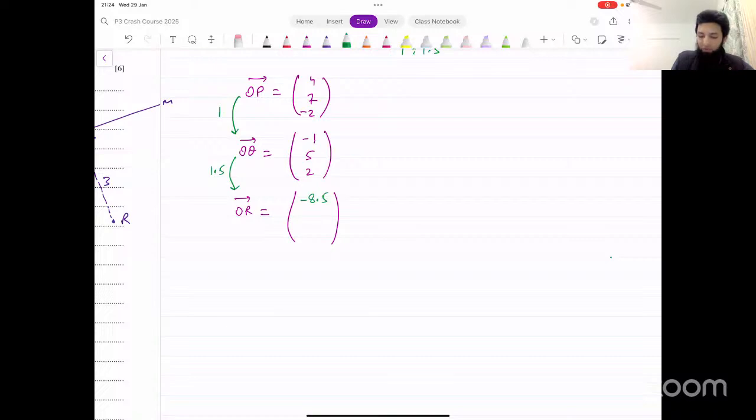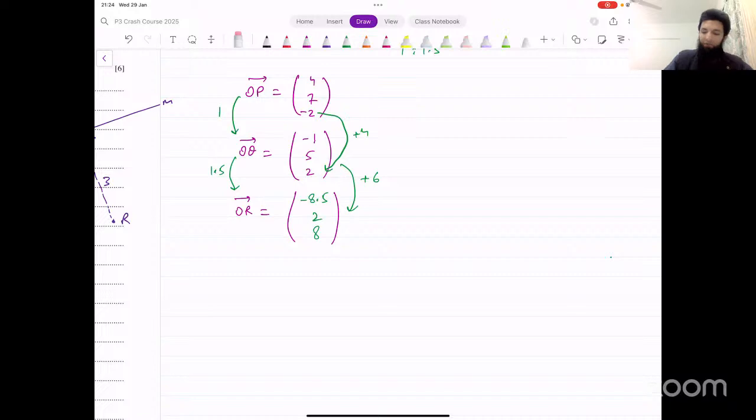Similarly, how do you go from 7 to 5? You have to subtract 2 units. In order to go from 5 to the y component here, you subtract 2 times 1.5. That means -3 units. 5 minus 3, that will be 2. And then how do you go from -2 to 2? You have to add 4. You add 1.5 times that. That means +6 to get this. 2 plus 6, that will be 8. OR vector should be this, -8.5, 2, and 8.